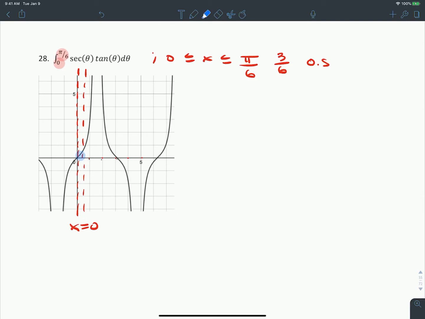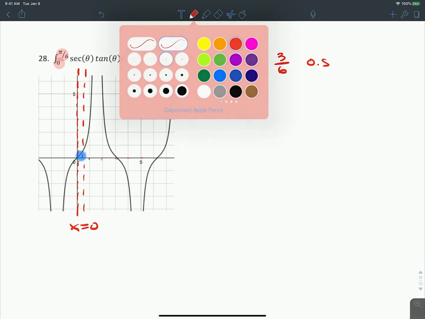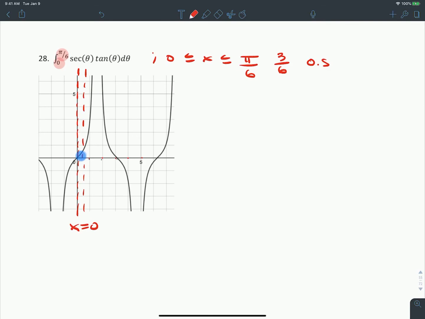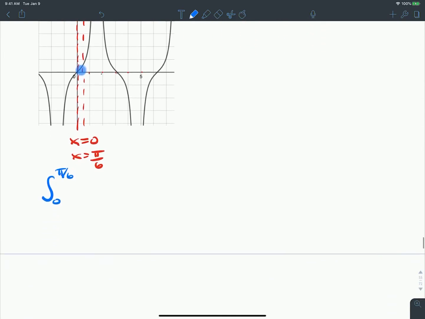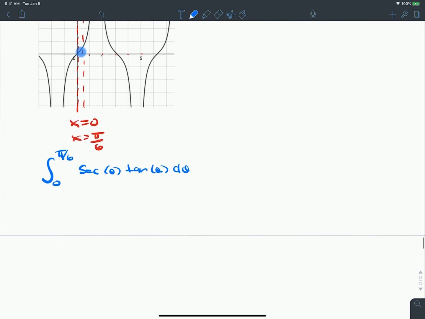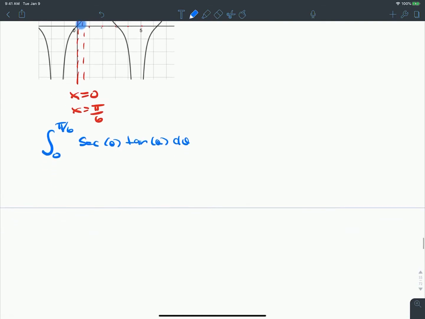Nevertheless, my point is we're going to have to find this little area there, because this is the other vertical line going through. I guess I'll put it here, x is pi over 6. All right, let's see what we get. So I'm going to integrate 0 to pi over 6 secant tangent. So I need the antiderivative of secant tangent. Well, that's just secant.